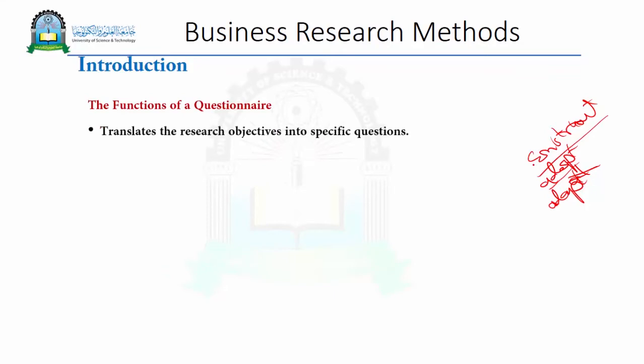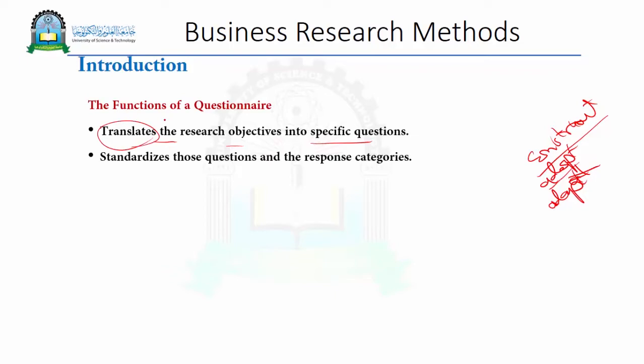So there are some functions of any questionnaire. The first function of a questionnaire is that it translates the research objectives into specific questions. So I have a research problem. This research problem is going to be translated into objectives. How I can measure these objectives and find out whether they are fulfilled is by translating these objectives into items to be asked of the respondents, and these items are going to be the questions in the questionnaire.